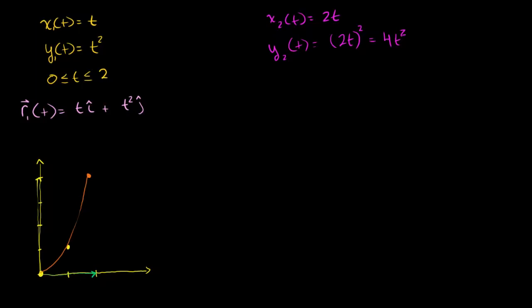And then let's say my second parametrization, instead of going from t equals 0 to 2, we're going to go from t goes from 0 to 1.